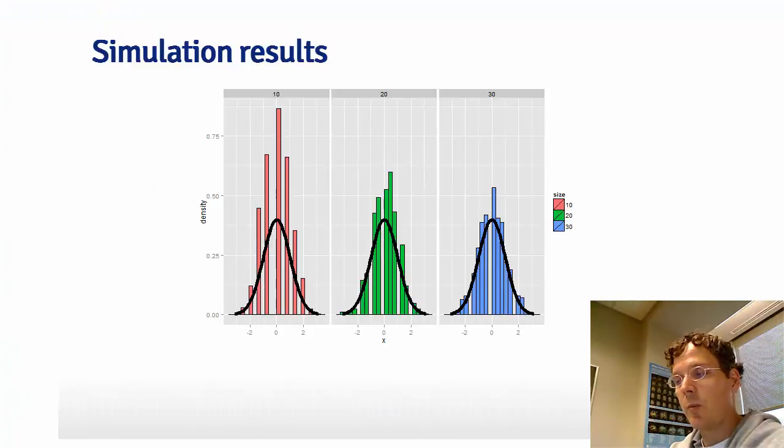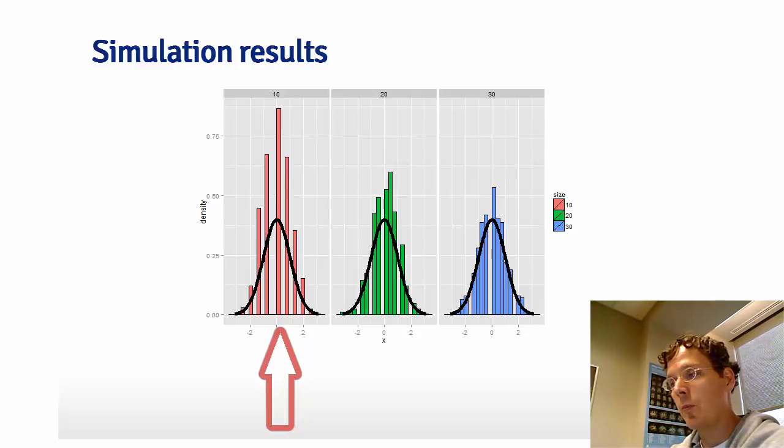Here's the result of our simulations. Consider the panel with 10 coin flips here on the left. This is the result of flipping the coin 10 times, subtracting off the population mean, 0.5, and dividing by the standard error of the mean, square root p times 1 minus p over n. Doing this over and over and over again we get a good sense for what the distribution of normalized proportions of 10 coin flips looks like.